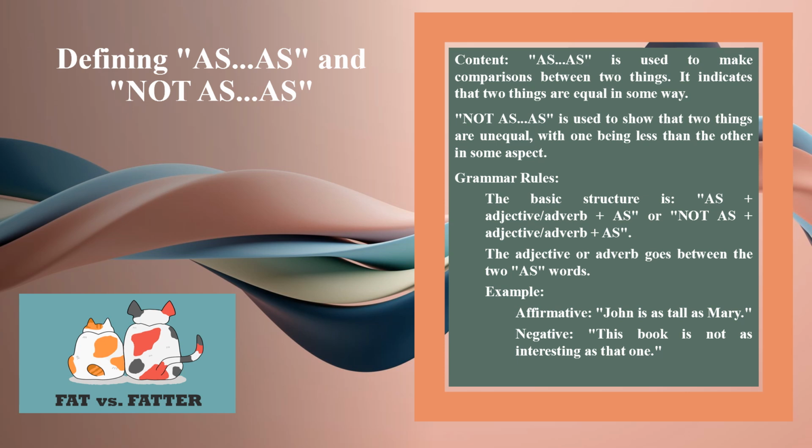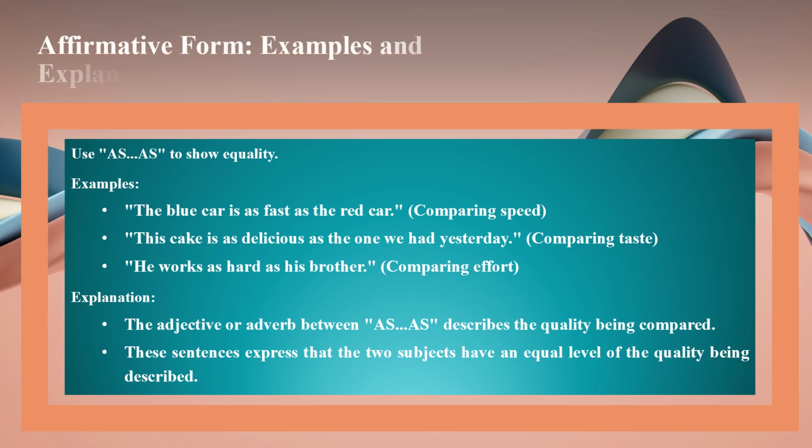Affirmative form. Example and explanation. Okay, well, affirmative form. Use "as" to show equality. Example: first, the blue car is as fast as the red car, comparing speed. 2. This cake is as delicious as the one we had yesterday, comparing taste. 3. We work as hard as his brother, comparing effort.